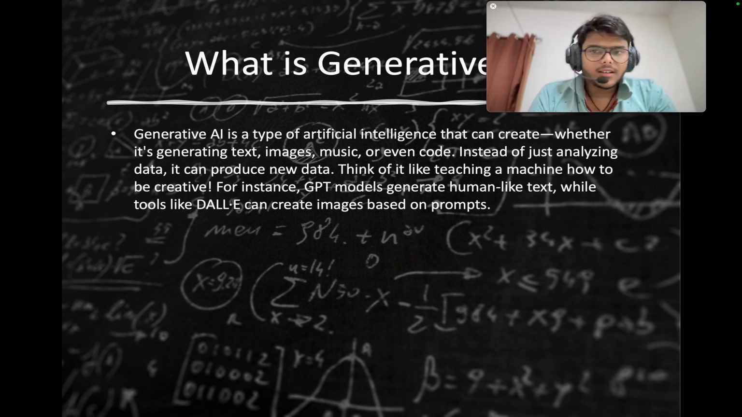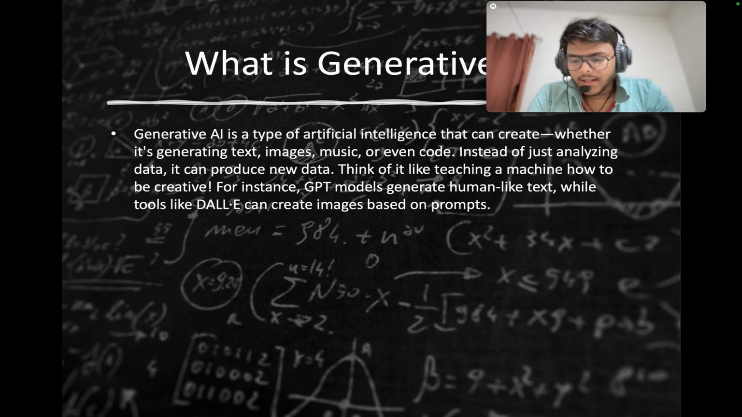For instance, a GPT model generates human-like text, while we have a tool like DALL-E that can create an image based on prompts. It will create an image for you based on your prompt. That is now working in GPT also. I gave a prompt for generating an image, and it gave me a perfect image, right? Now we'll dive in more.